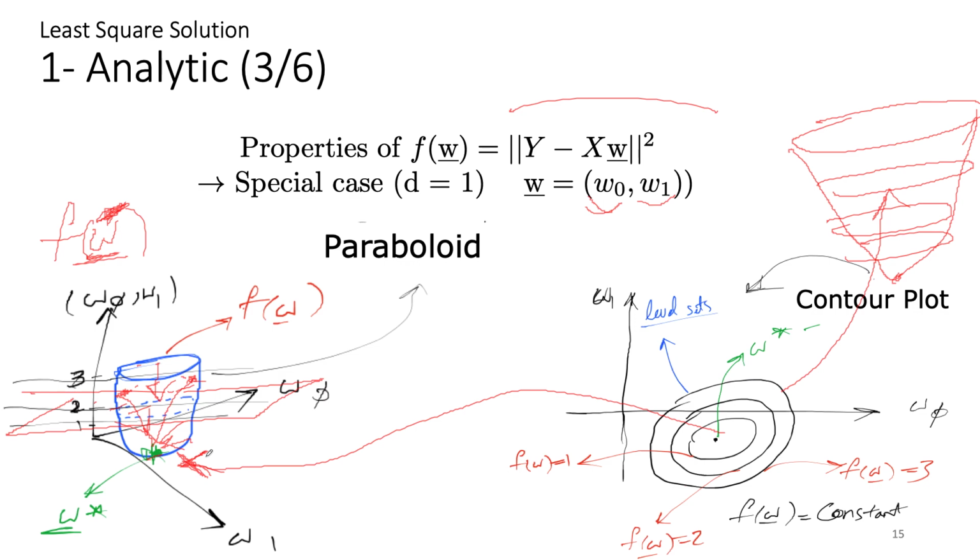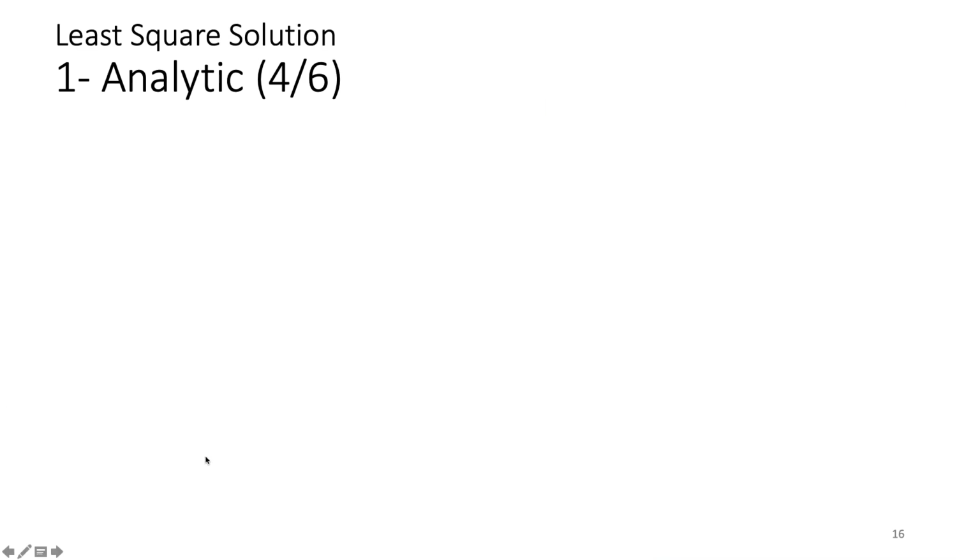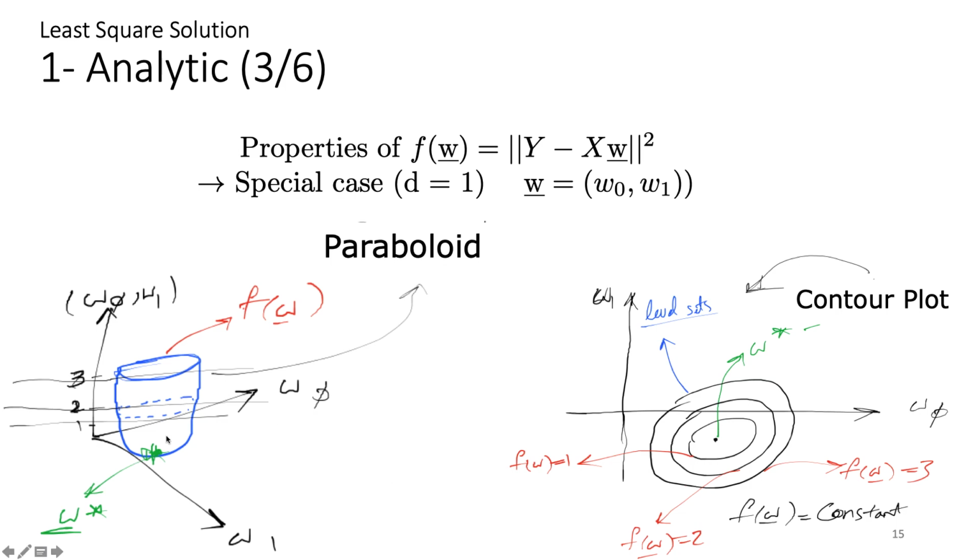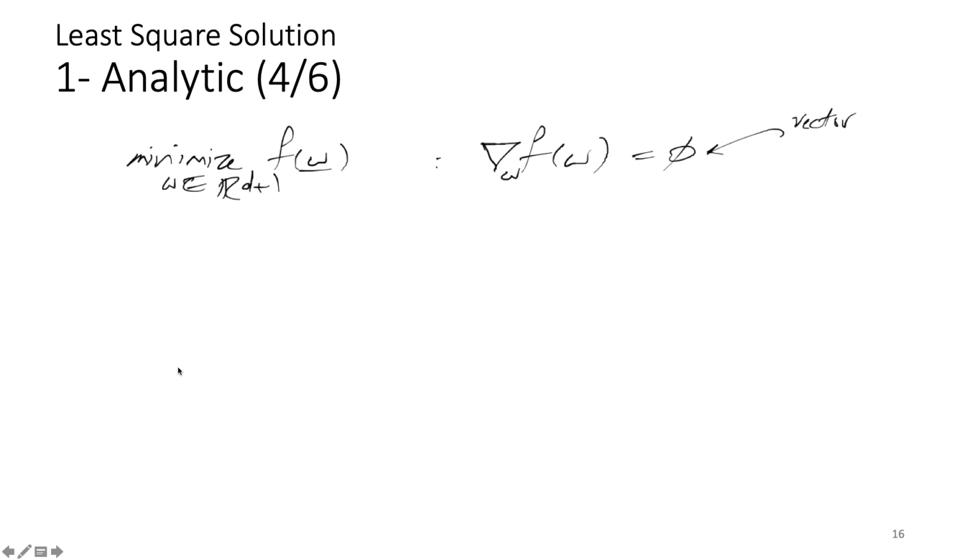So in this diagram, the y-axis represents the error, and the shape is a cylinder, right? Yeah, it's a paraboloid. All right. So now we are interested in finding W. We are trying to come down to this W. So we are interested in minimizing f of W for all the W's in R to the d+1.